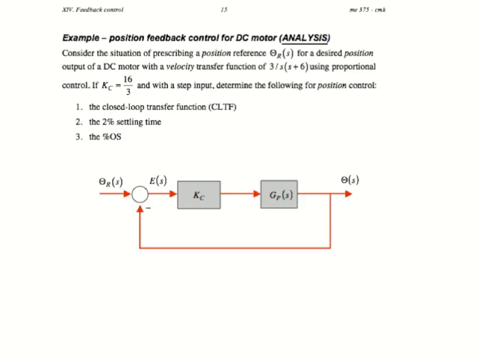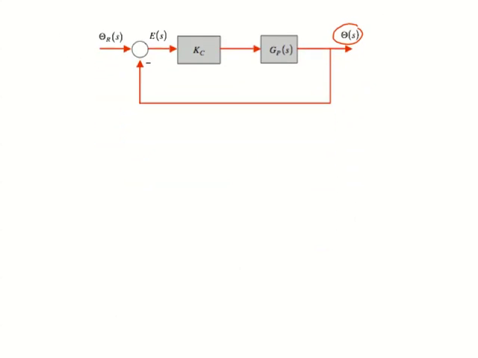One correction that I want to make is that I said I'm talking here about a velocity transfer function. It's actually a position transfer function, because our output here is not omega, but theta(s). So the first thing we want to do is come up with our closed loop transfer function. I recognize that I've got two blocks which are in series with each other. So this is equivalent to a single block, which I'll call the open loop transfer function, GOL.